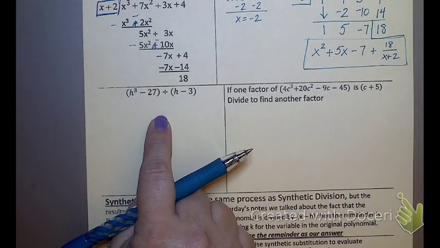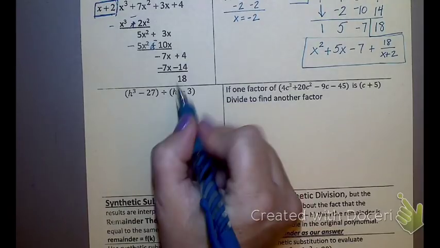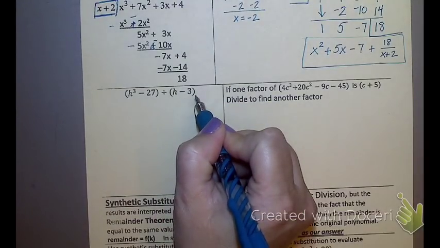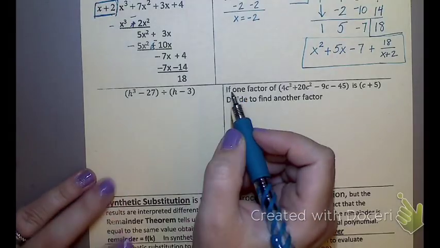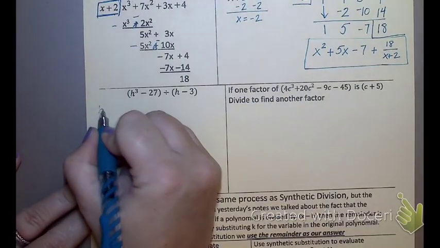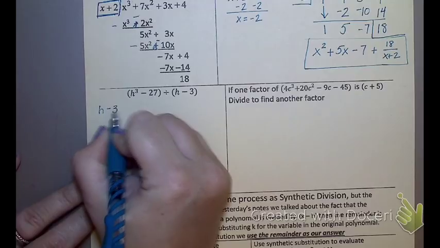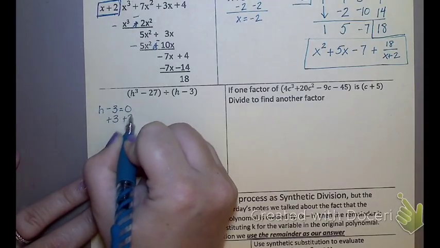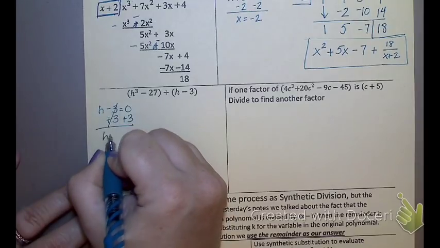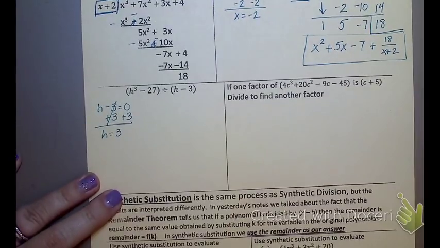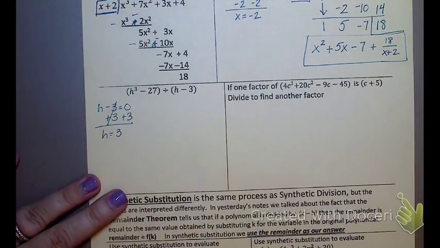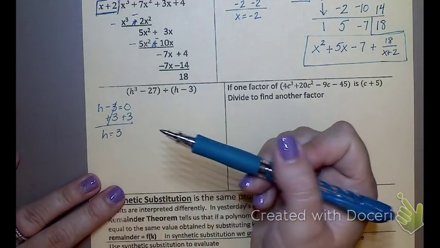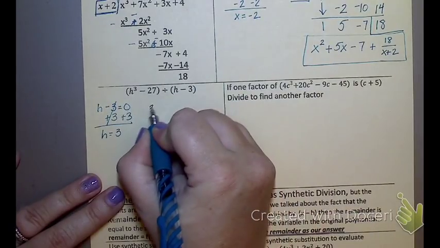Difference of cubes. So, is this a binomial, degree 1, leading coefficient 1? Yes. So, I need to come up with my box number. You'll get to the point where you don't have to show your work for this because it'll become second nature. Set h equal to 0, and you get h equals 3. You just know that h equals 3 is your box number. So, I'm going to put 3 as my box number.